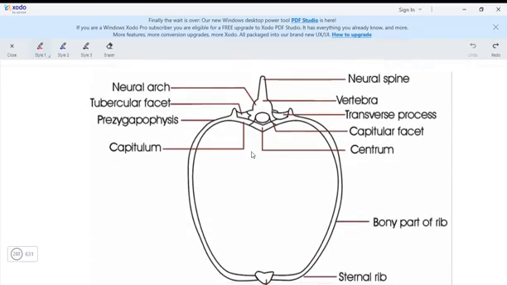Now, as you can see, this is where that thoracic vertebra is connected to the ribs. Here now the ribs, you can see the facets. At that facet, there is a connection. So this is the capitulum. The capitulum is just part of the ribs. So the capitulum is attached to that facet.